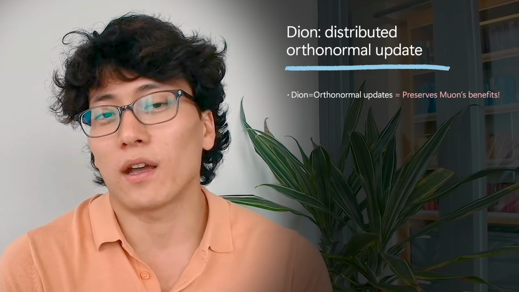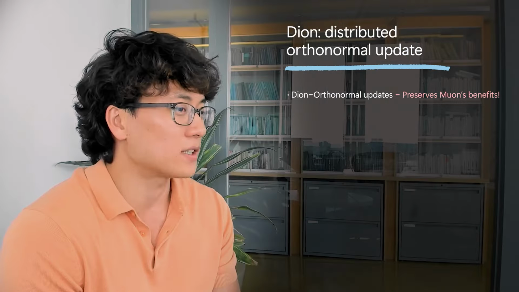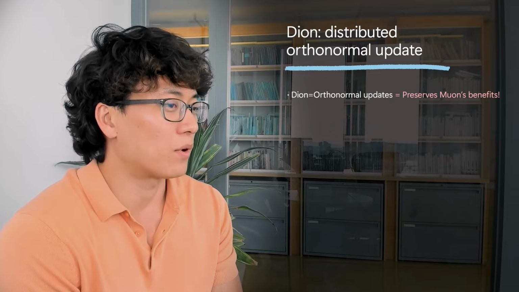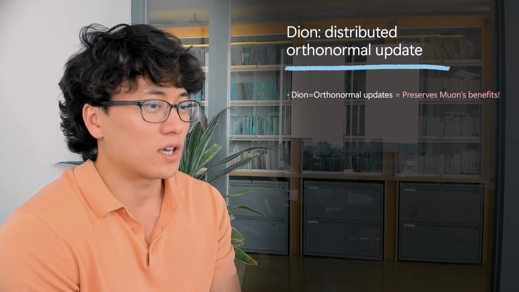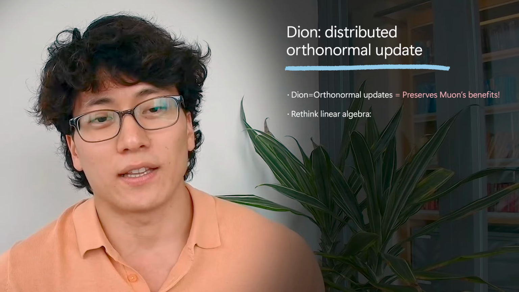First of all, being orthonormal updates, Dion preserves all the Muon benefits that I mentioned. For example, faster convergence, stable training, etc. But we implement these orthonormal updates by rethinking linear algebra.